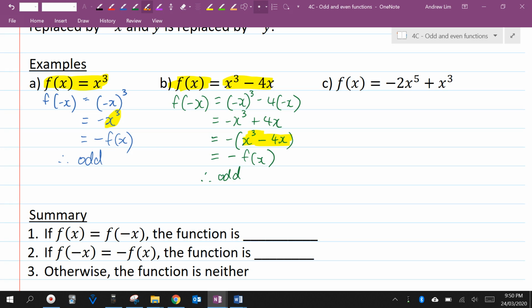In question C, pause the video, have a go yourselves, and then you can continue playing the video.